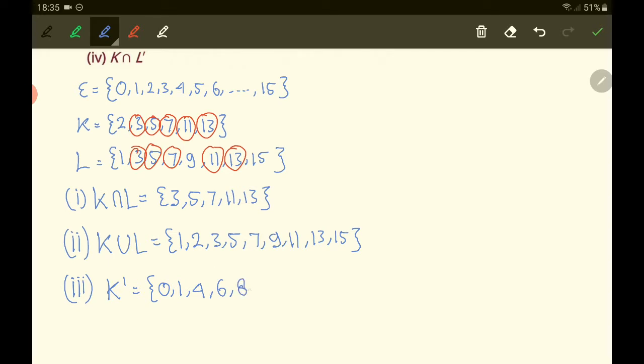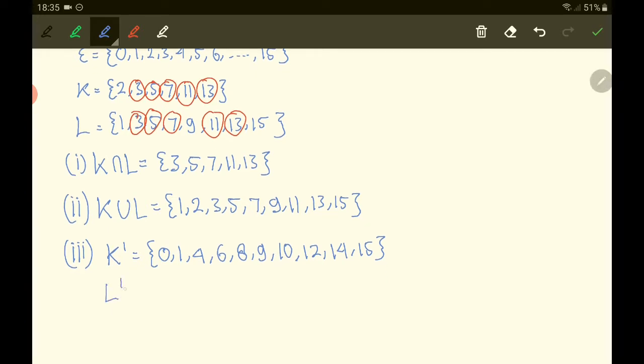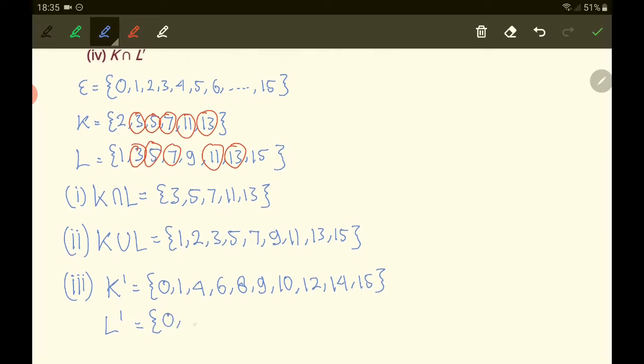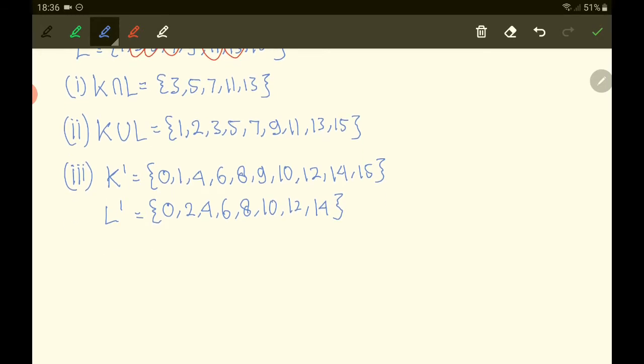7, 8, and then 9, and then 10, 11 there, no, then 12, 14, and 15. Okay, so this is K complement, and then we write the L complement. So something that is not L, so we can write here 0, and then 2, 4, so the even ones, 4, 6, 8, and then 10, 12, 14. Okay, so this is the K complement and L complement.